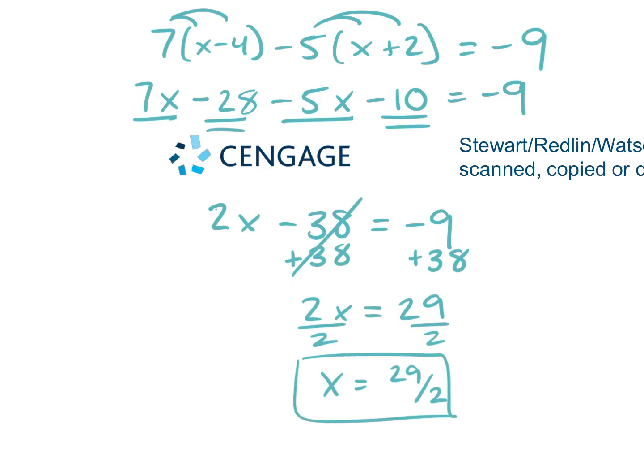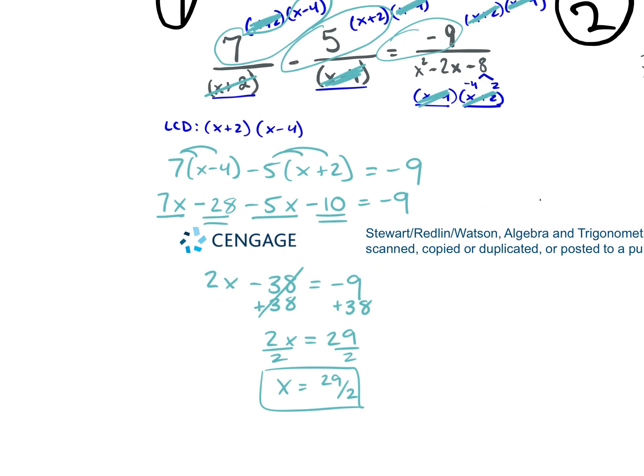What should we do next? Check our answer. So we're just lightly plugging it into the denominator, make sure it doesn't give us 0. 29 over 2 plus 2, is that 0? No, so we're good. 29 over 2 minus 4, is that 0? Nope, so we're good there. And then the x squared minus 2x minus 8 is x minus 4 times x plus 2. So if it wasn't 0 in the first two, it's not going to be in the third. So this is an answer. So you just need to make sure that you don't get 0 in the denominator. So just lightly plug it in.